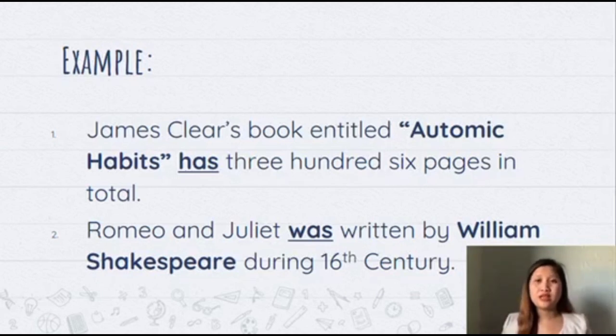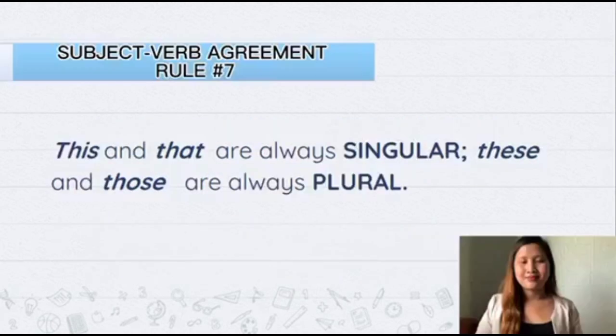This is very important so that we are grammatically correct. The second example: Romeo and Juliet was written by William Shakespeare during the 16th century. Take note, "was" is a singular verb and Romeo and Juliet takes a singular subject. Correct or wrong? Yes, it is correct, because remember rule number 6 about the titles of books, novels, and so on.